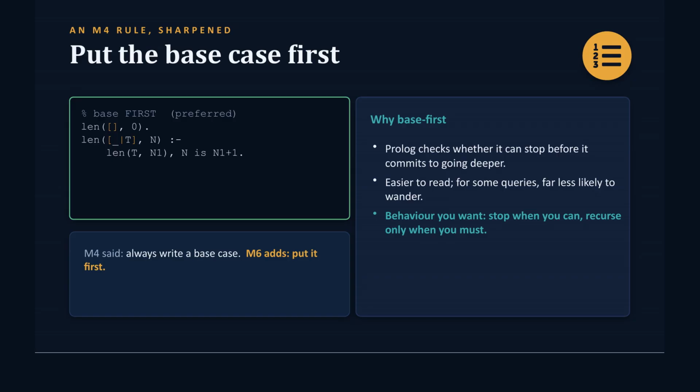This brings us back to a rule from Module 4, with a sharper edge. We said, always write a base case. Now add, put it first. When the base clause sits above the recursive clause, Prolog checks whether it can stop before it commits to going deeper. The program is easier to read and, for some queries, far less likely to wander. A recursive first ordering can still be correct, but base first matches how you want the search to behave: stop when you can, recurse only when you must. Small habit, big payoff in clarity and safety.